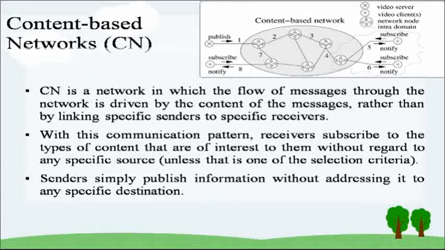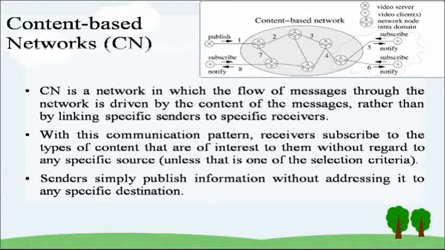So we will not see who is providing those contents. We are just interested in the matter of that content. So this is the example we can consider to understand content-based networks better. With this communication pattern, receivers are subscribing to the types of content that are of interest to them without regard to any specific source. So I am not interested in knowing who is giving me the contents. I am just interested in the contents itself.